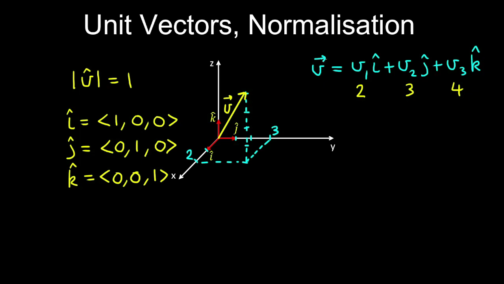Now we can normalize any vector apart from the 0 vector. So to normalize the vector v, we divide each component by the magnitude. So that gives us a unit vector with length 1. And this unit vector with length 1 has the same direction as our original vector v.